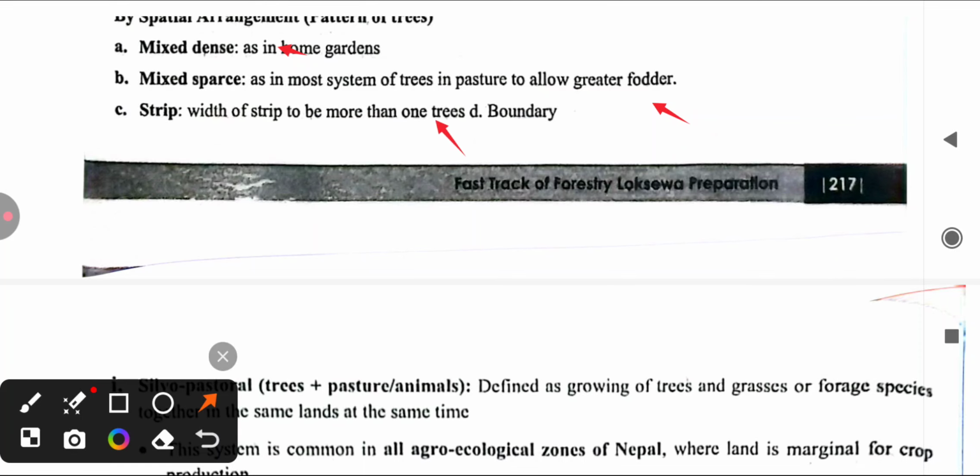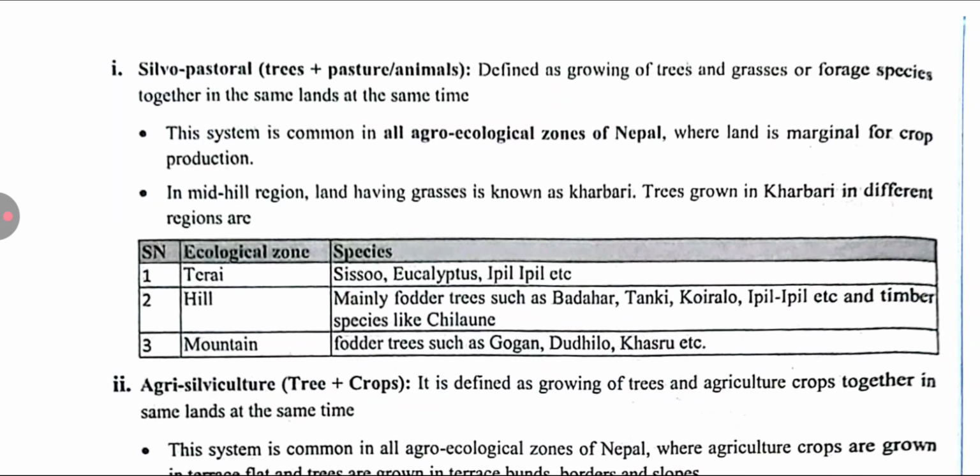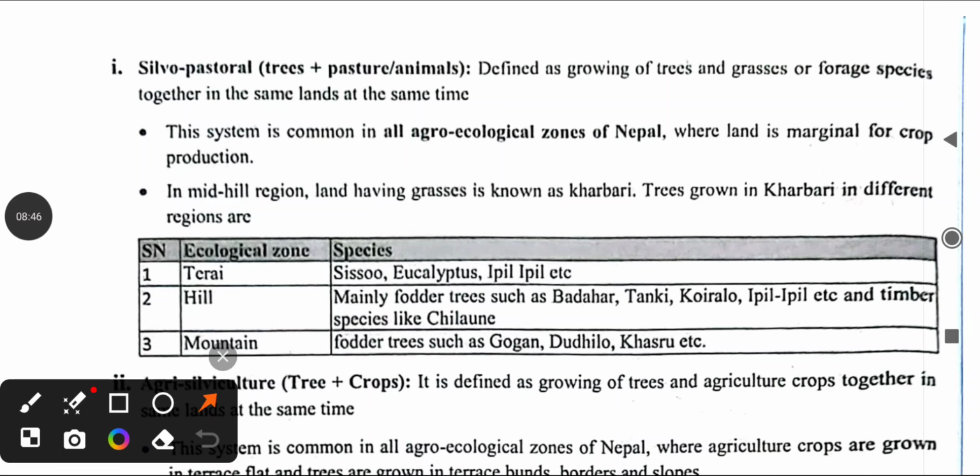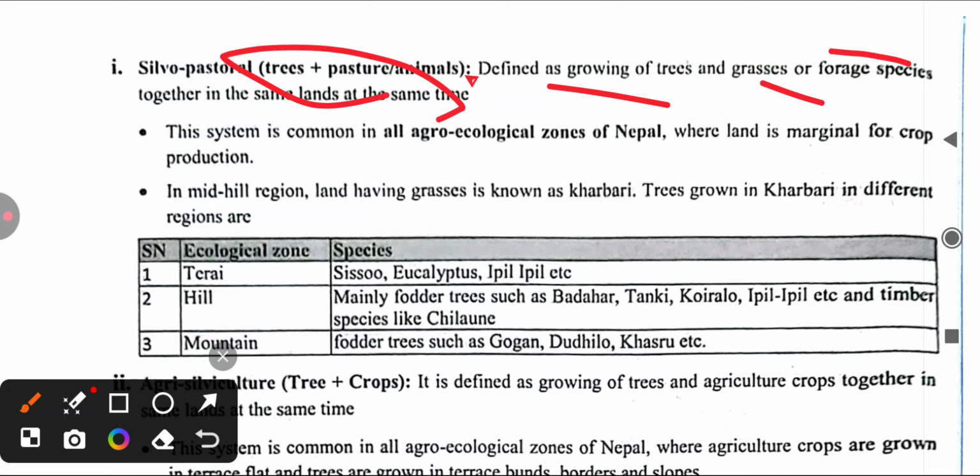Okay, tree on boundary and silvopastoral: tree plus pasture animal. Okay, define as growing of tree and grasses or forage species together in the same land at the same time.